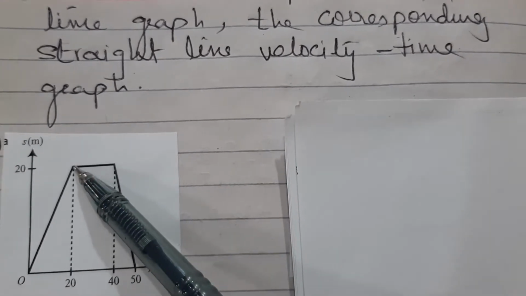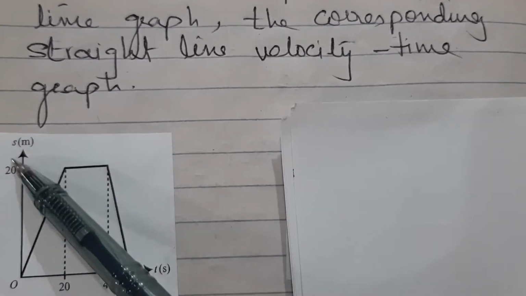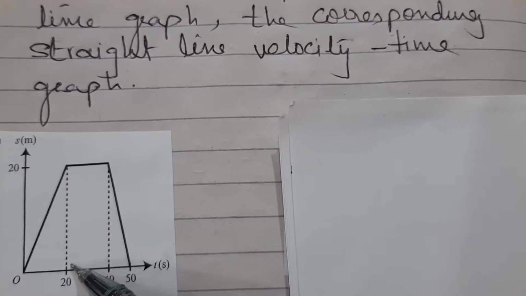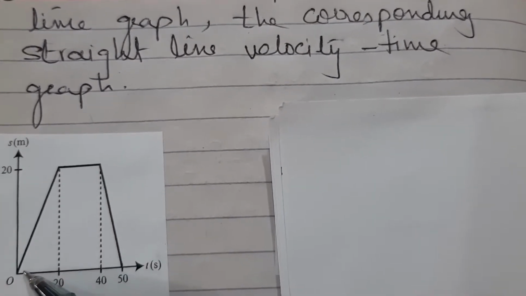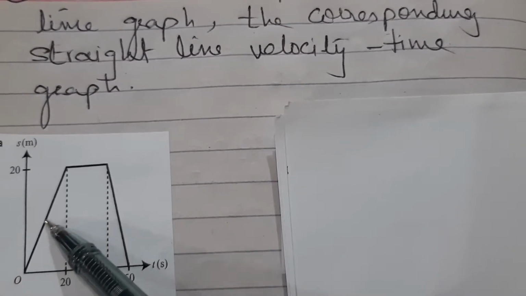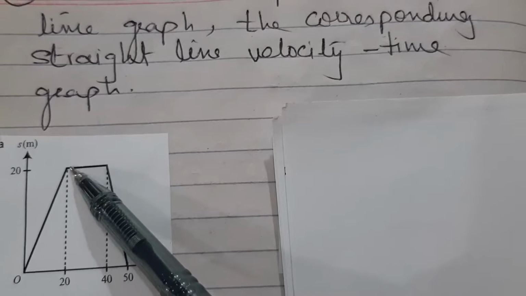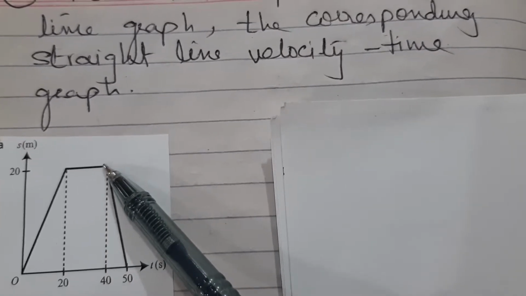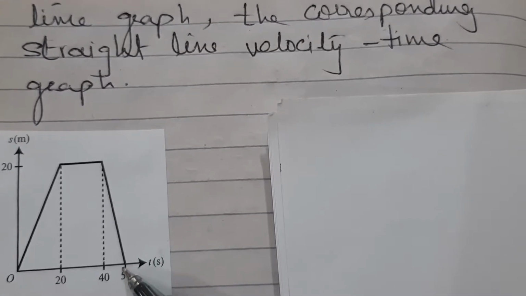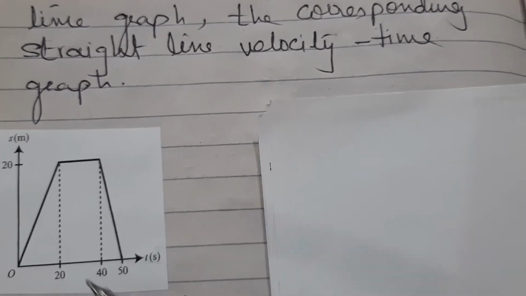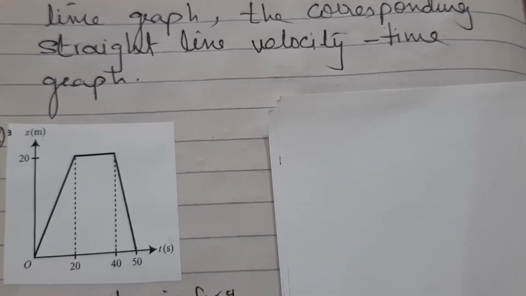Now what is happening here? If you see, this is a distance time graph, so no distance is covered and time is passing by. So when the time was 0 to 20 seconds, the object was moving with a constant velocity. Then from 20 to 40 seconds, the object is stopped. And then from 40 to 50 seconds, the object is coming back, because it is coming back to the origin from where it started the journey.